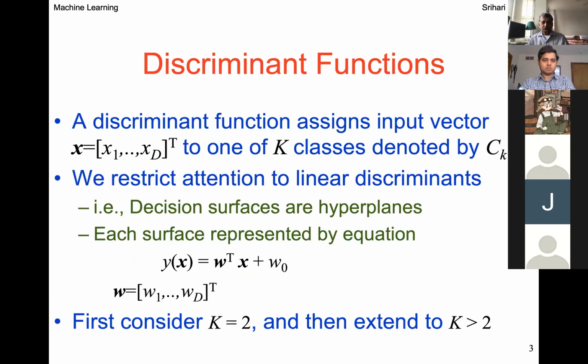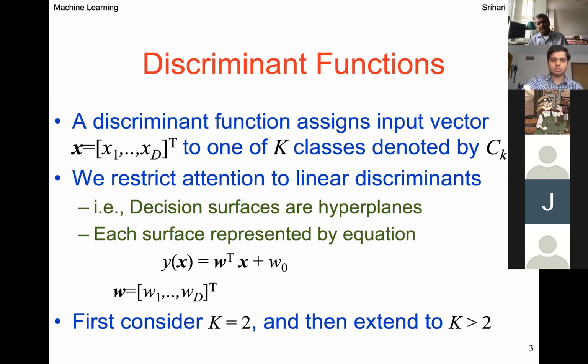All right, so first of all, what's a discriminant function, which is an equation to a plane? A discriminant function assigns an input vector x to one of K classes. Classes are denoted by Ck. So we're stating it in terms of K classes, but eventually we'll boil down to two. We restrict attention to linear discriminants. The decision surfaces are hyperplanes, and each surface is represented by the equation y(x) = w^T x + w0, where w = (w1, ..., wD)^T.